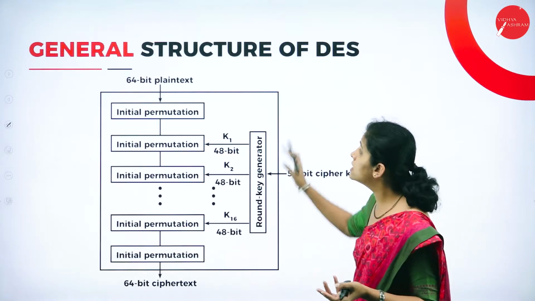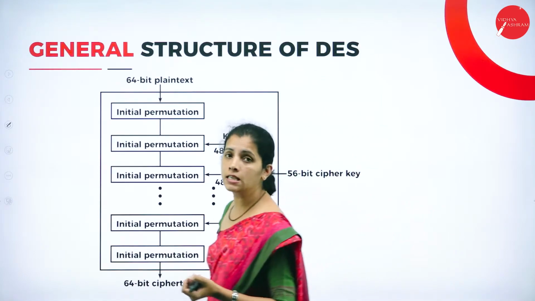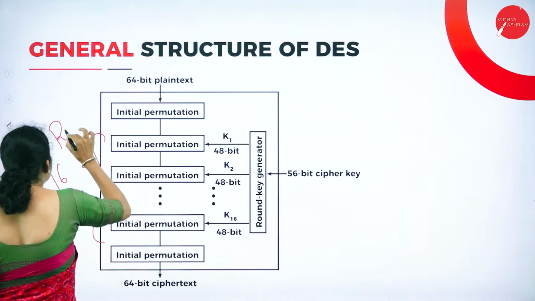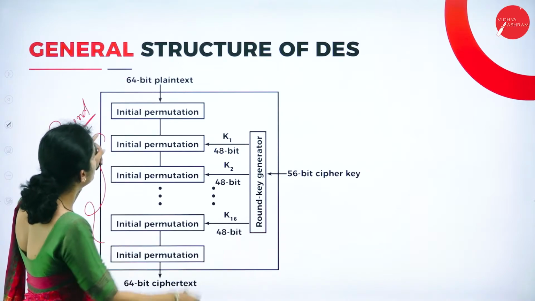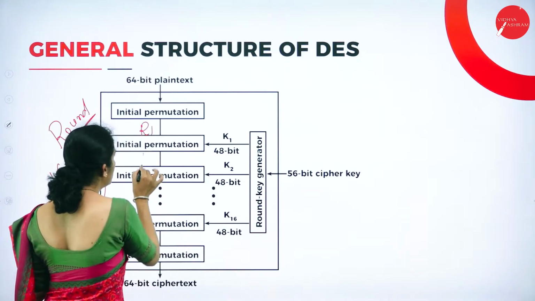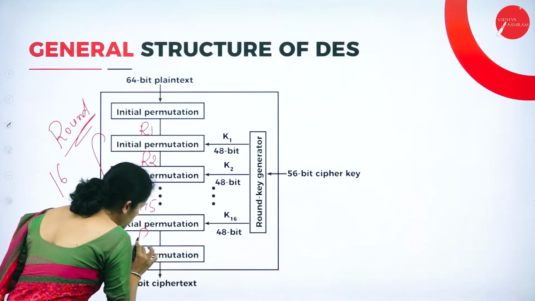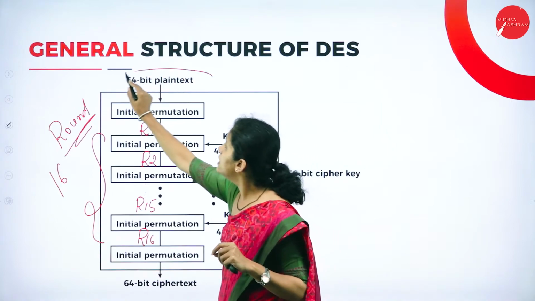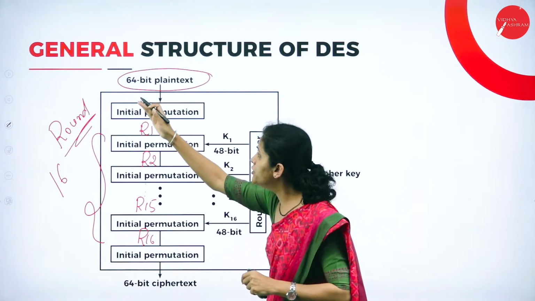So dear student, this is the general structure of Data Encryption Standard, and as I discussed, it includes 16 rounds. It is based on 16 rounds, that is nothing but based on the Feistel structure. At the beginning, I'm going to have the initial permutation, and then round 1, round 2, up to round 15 and round 16. Please remember here that the length of the plain text is 64 bits, and that is the input to the initial permutation.